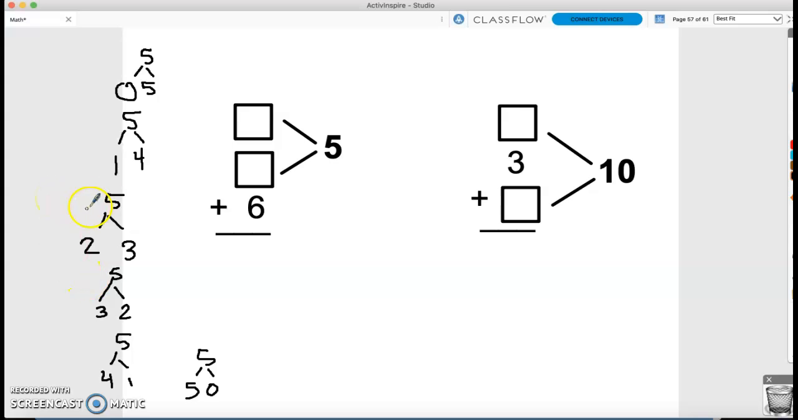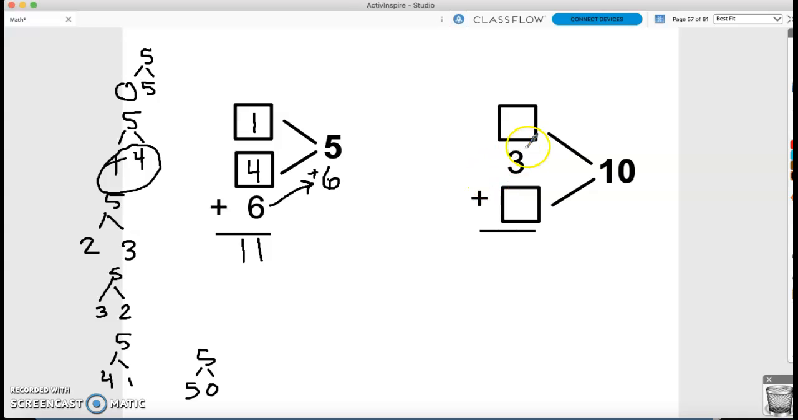So I think today I'm going to use 1 and 4. So 1 and 4 make 5. But remember, we still have to add our third number. 5 plus 6. I know that 5 plus 5 is 10 plus 1 more is 11.